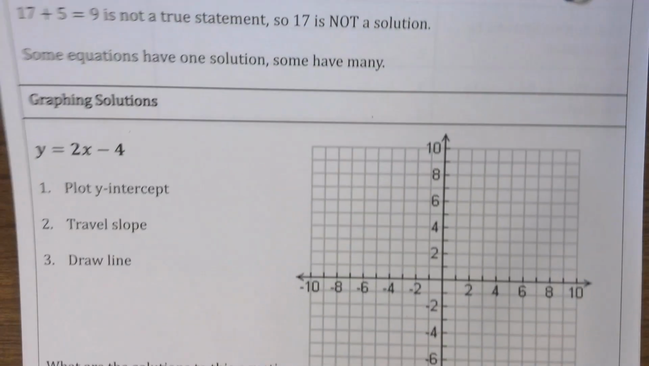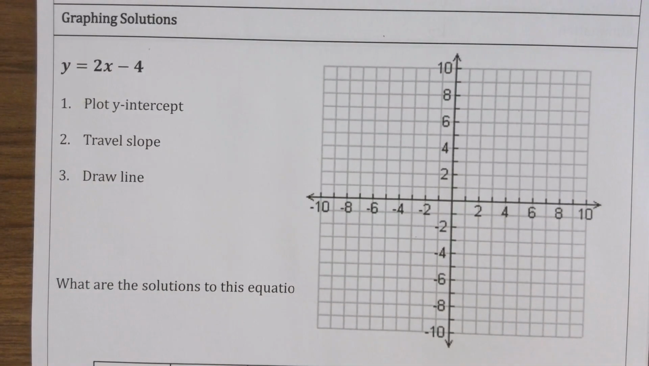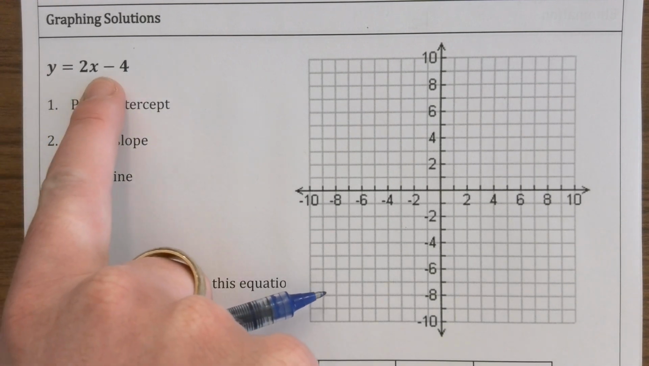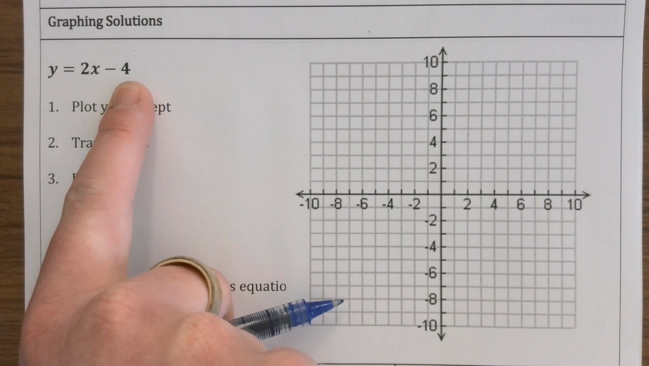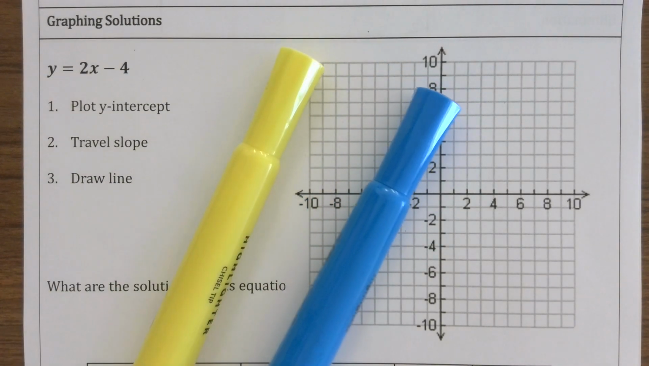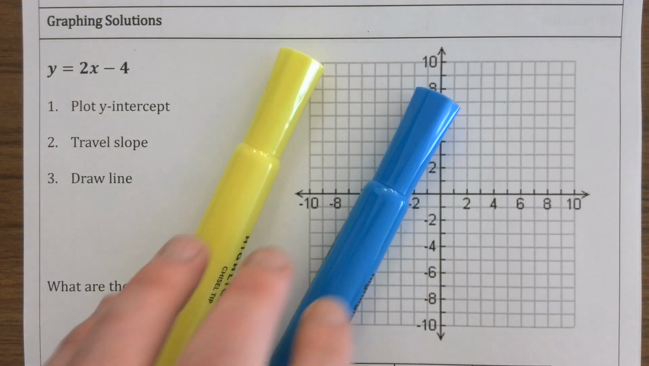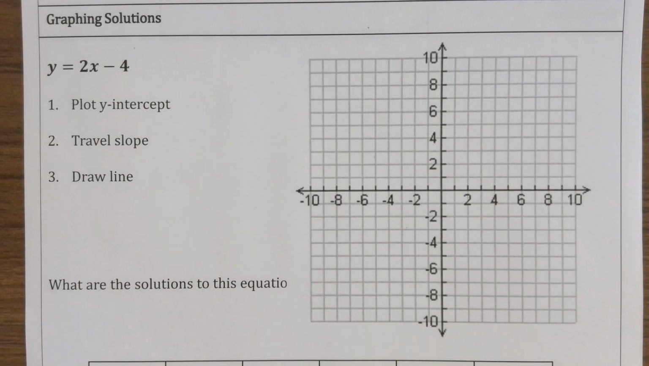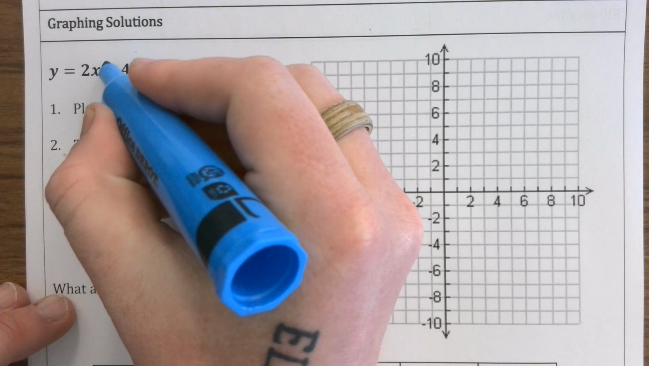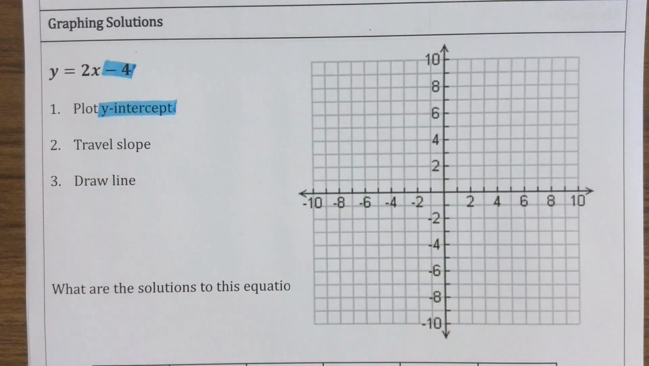All right, let's talk about graphing solutions. Here we have an equation, y equals 2x minus 4. We're going to graph it. To do that, we're going to first plot the y-intercept. Highlighters are going to be helpful here. I'm going to go ahead and color code things. You'll want a blue and a yellow highlighter. I'm going to highlight our y-intercept in blue. Here's our y-intercept, minus 4.